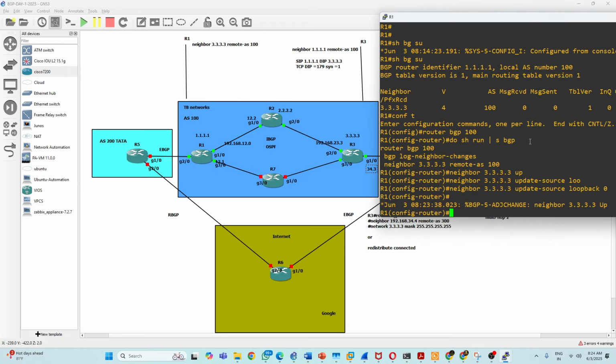So now after updating my source as the loopback IP, it is sending a TCP packet with 1.1.1.1. Now R3 accepts it because the neighbor is configured as 1.1.1.1 here. Guys, understood what I'm saying? Hello?